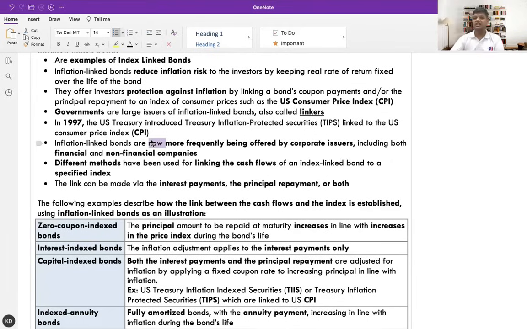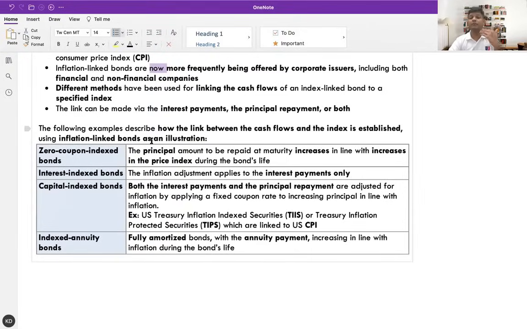Now within the inflation index bonds, there are a couple of types. First is a zero coupon index bond and an interest index bond. Now, what is the basic difference here? In a zero coupon bond, only the principal amount changes with the inflation.